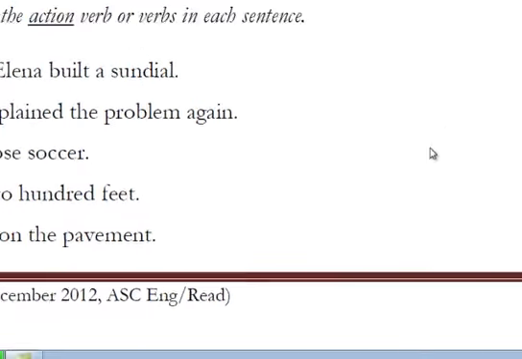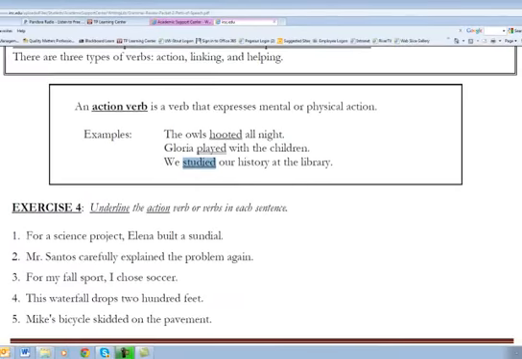If we did some for practice, we could read, for a science project, Elena built a sundial. What did she do? She built. Mr. Santos carefully explained the problem again. What did Mr. Santos do? Explained. And finally, for my fall sport, I chose soccer. What did I do? I chose. So action verbs are probably going to be the least difficult to identify.